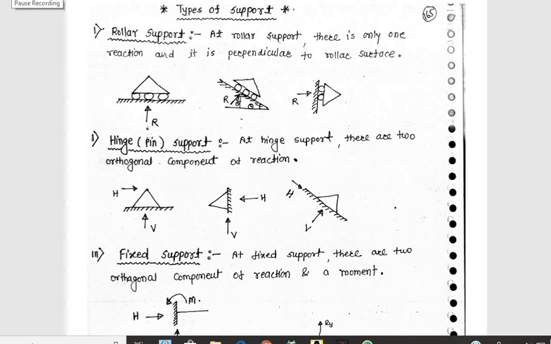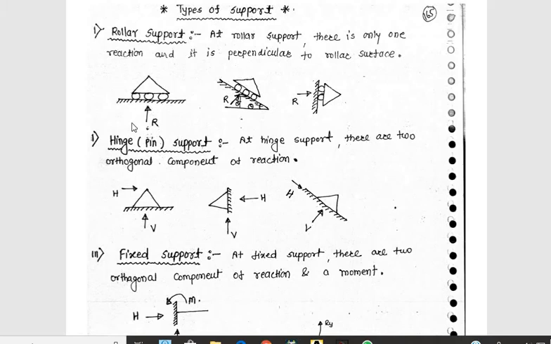Okay, so there are various types of supports. Now just see the first. First is the roller support. At roller support, there is only one reaction, and it is perpendicular to the roller surface. See, when you are going to solve problems on beams, the beam is resting on various supports, either hinge or roller or fixed, like that.